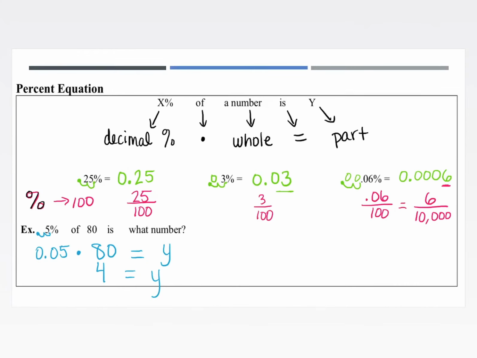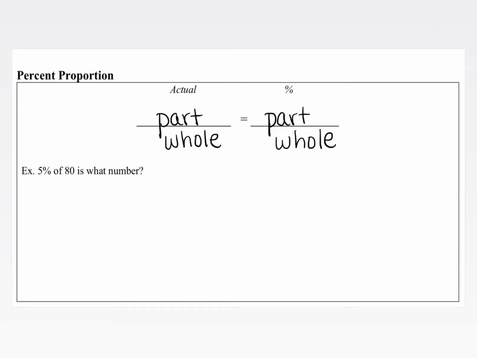As we learned here, percentage really means out of 100. So our 5 is going to be our part of our percentage, because we'll keep it in the percentage column. And then out of, this is really out of 100. So that is going to be my whole. On the left-hand side, we have 5% of 80 is what number?